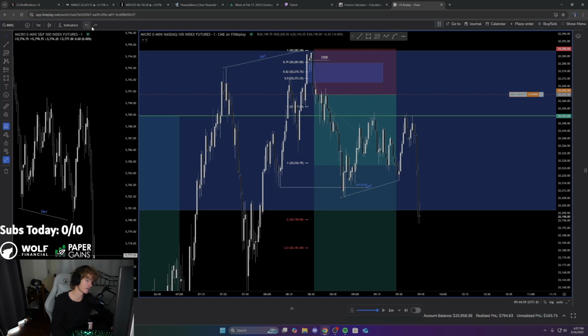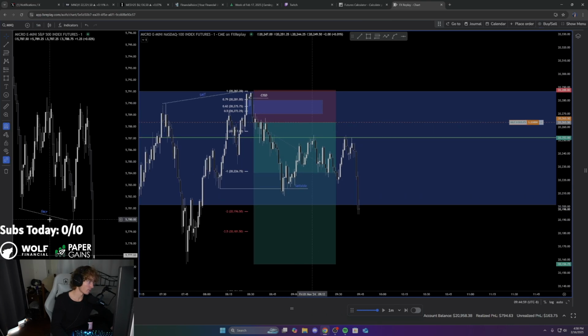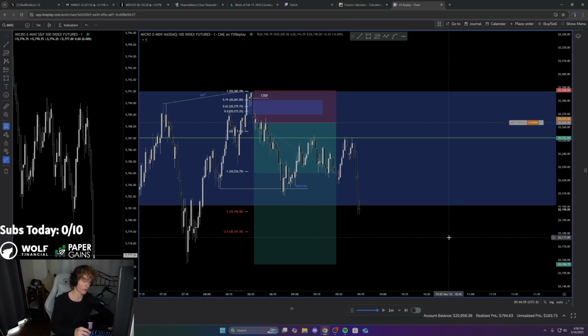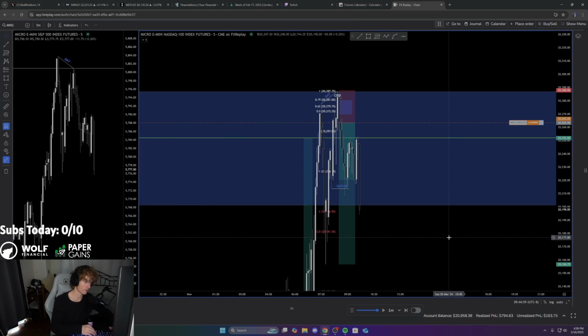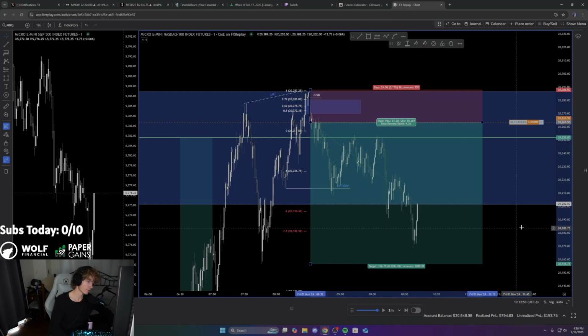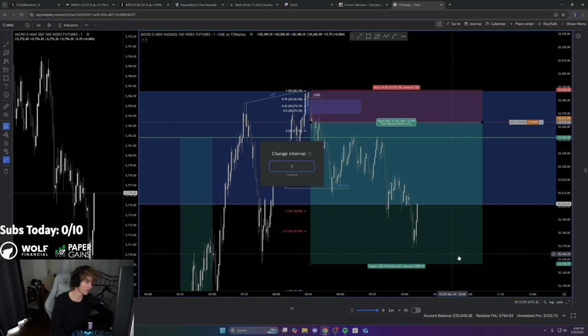Why did I think that? Like I just said, it's against the draw on liquidity. If it's against the draw on liquidity, am I really going to be that concerned about a lower time frame SMT? No. Let's see if we get target, and let's see if we SMT'd that low on ES.